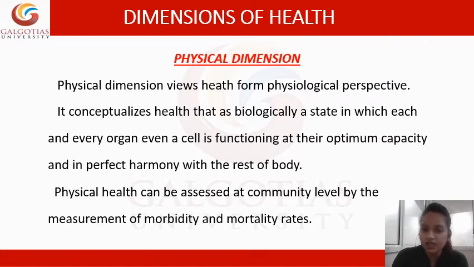Now, the first dimension of health is the physical dimension. The physical dimension views health from a physiological perspective. It conceptualizes health biologically as a state in which each and every organ, even each cell, is functioning at its optimum capacity and in perfect harmony with the rest of the body. Physical health can be assessed at the community level by the measurement of morbidity and mortality rates.